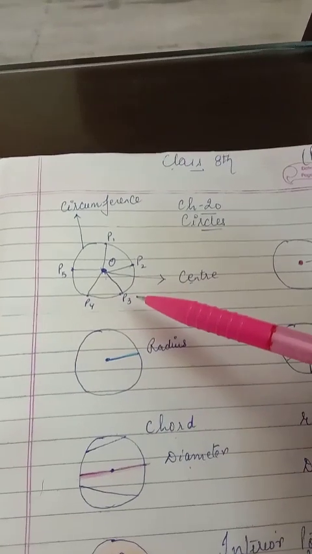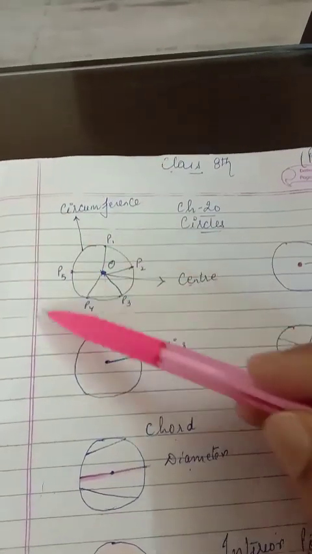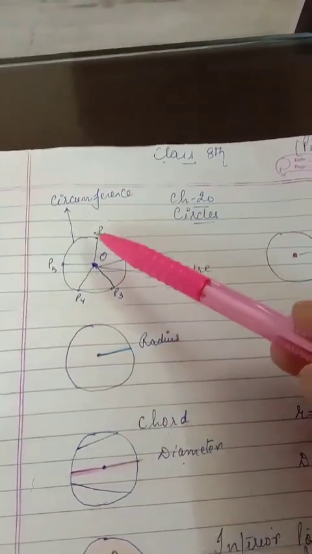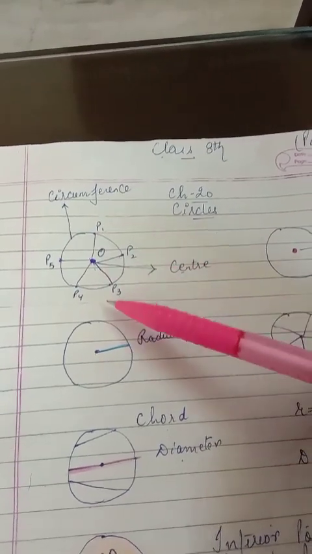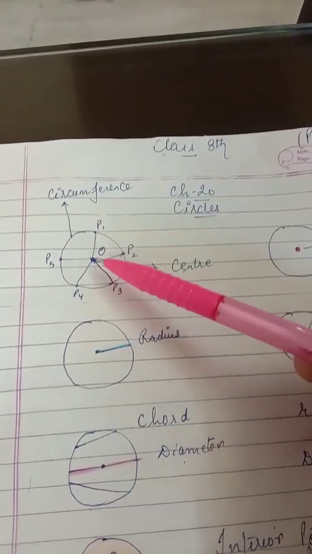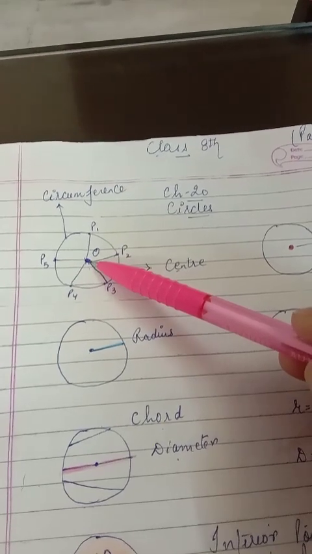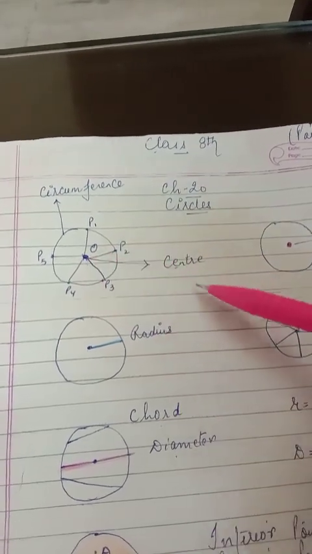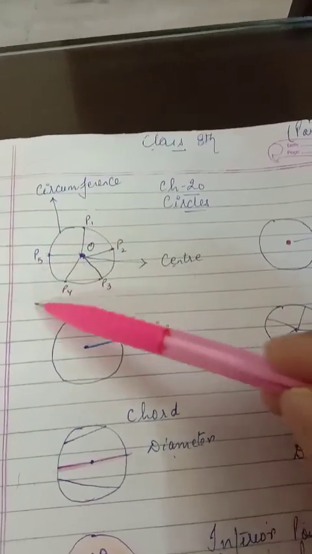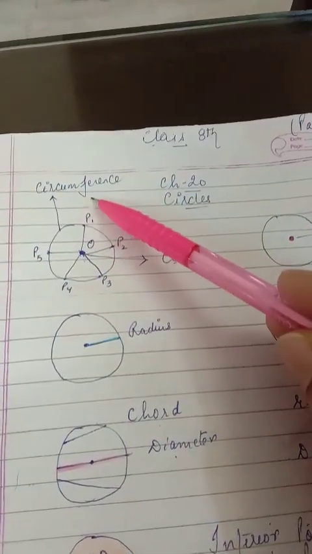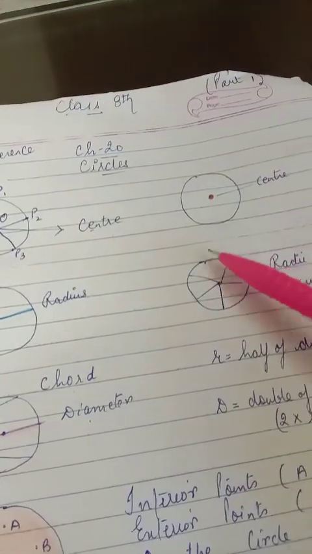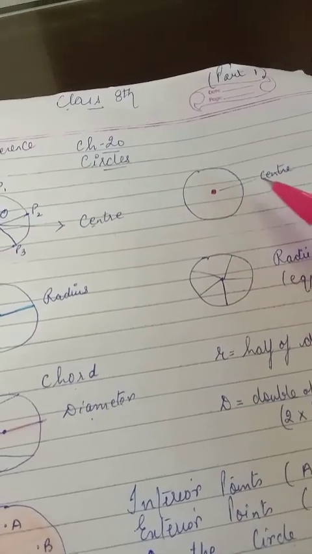Chapter 20, circles. Now we'll begin with what is a circle. Circle is a round circular figure which is made up of points, and all these points are equidistant from the center point. The point here, in the middle of the circle, is called the center of the circle, and this boundary of the circle is called the circumference of the circle. So you can see here, this is the center of the circle.